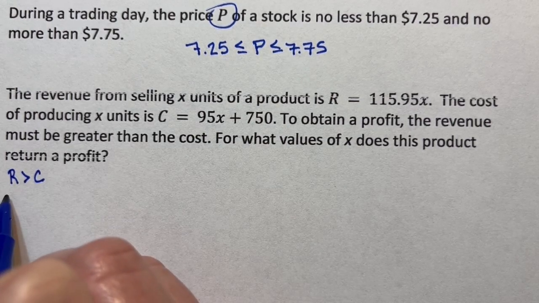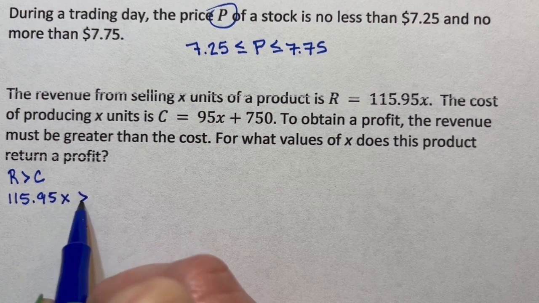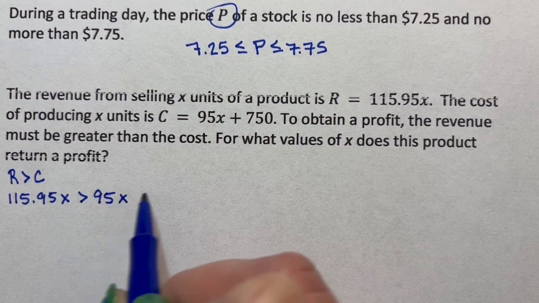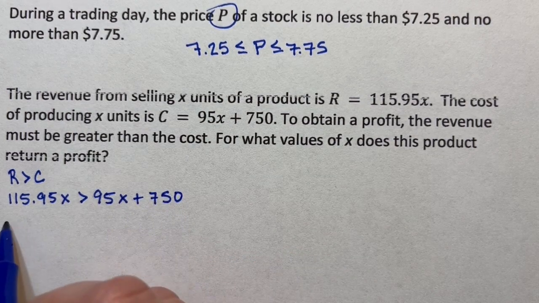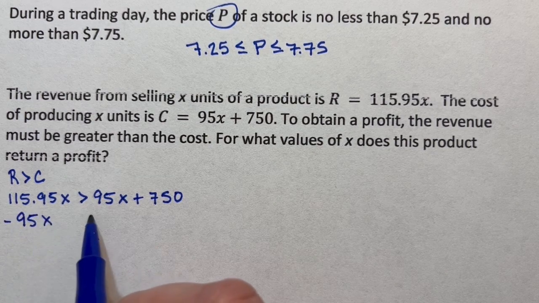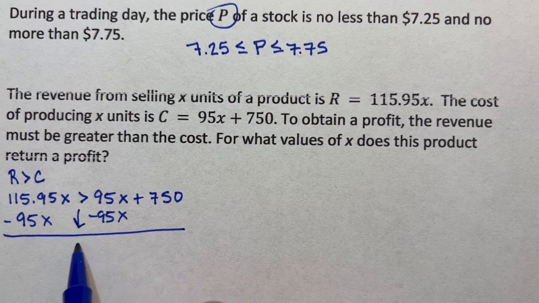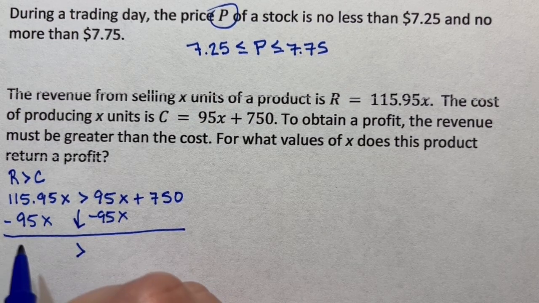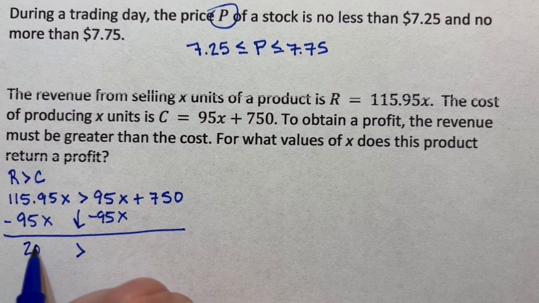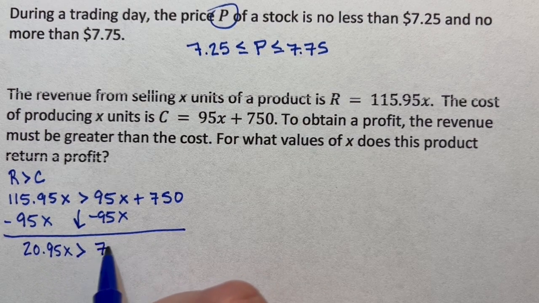So we want 115.95X to be greater than 95X plus 750. So if we subtract 95X from both sides, and I like to do this kind of in an old-fashioned way, bringing our inequality down so we don't turn our inequality into an equality or flip it. I just like to be really organized in these. We end up with 20.95X is greater than 750.